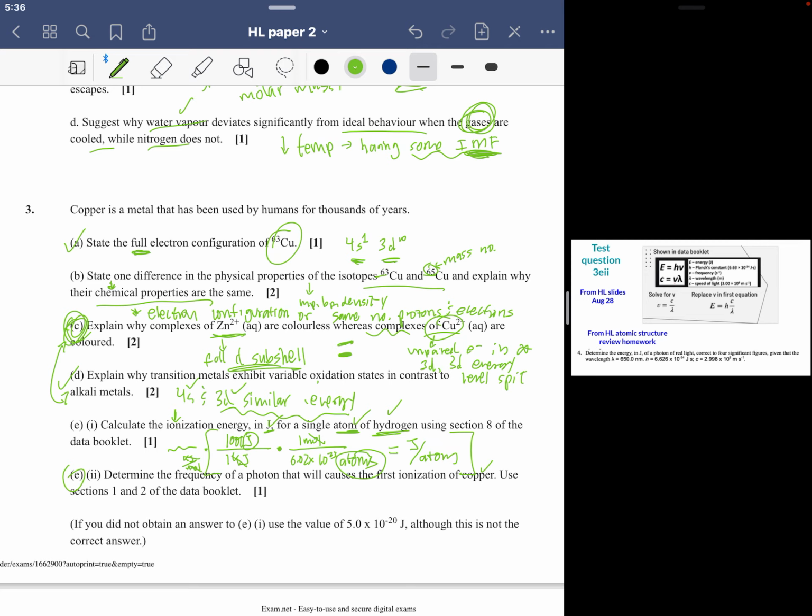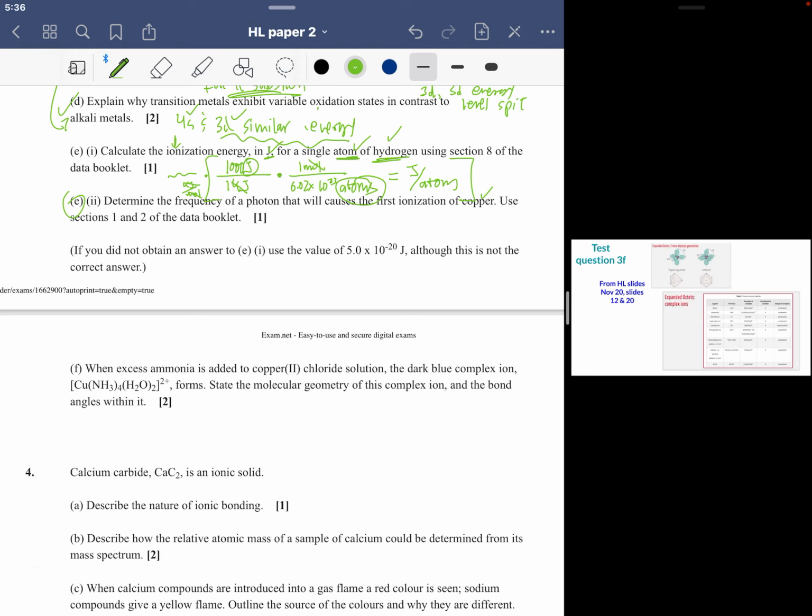In the HL atomic structure review homework, we did have a problem where we practiced using these formulas. You do need to be able to use both of these formulas, E equals hv and c equals v lambda. These are formulas you need to be able to manipulate. It was only 1 point, but worth going over because it could show up on the IB test.